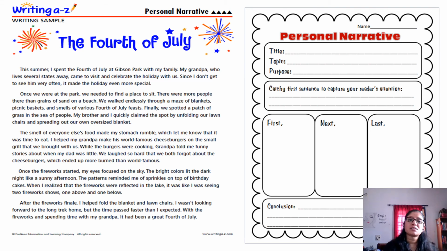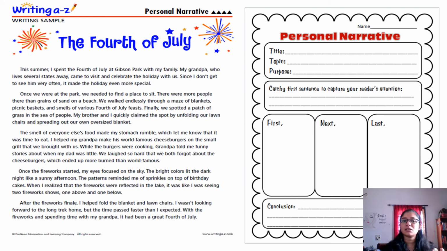Once the fireworks started, my eyes focused on the sky. The bright colors lit the dark night like a sunny afternoon. The patterns reminded me of sprinkles on top of birthday cakes. When I realized that the fireworks were reflected in the lake, it was like I was seeing two fireworks shows, one above and one below.